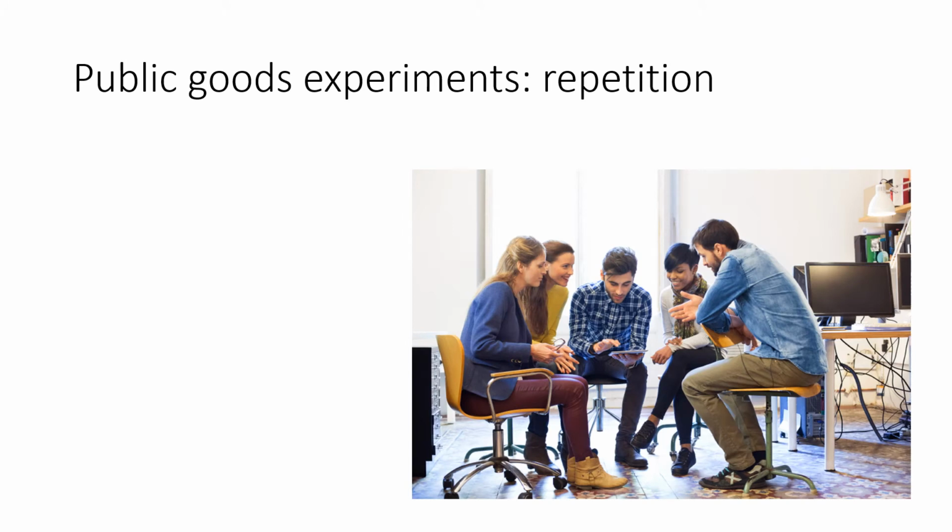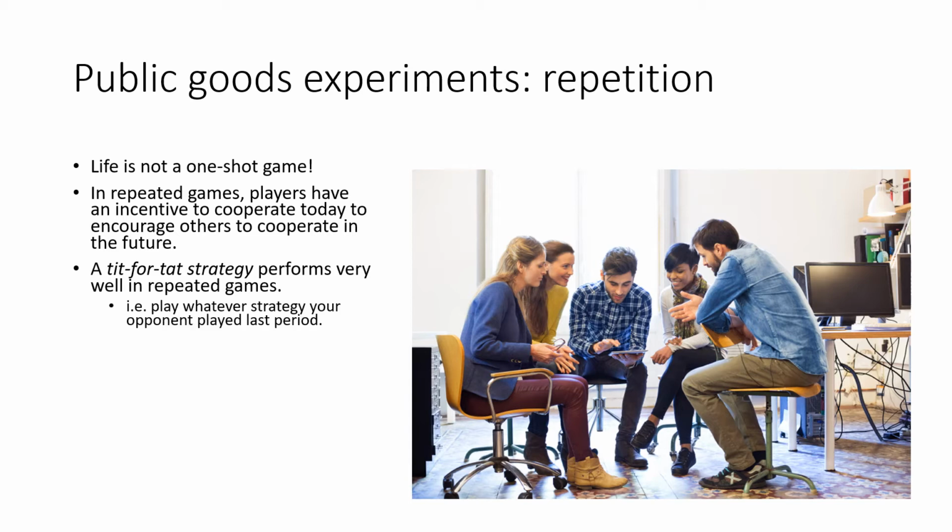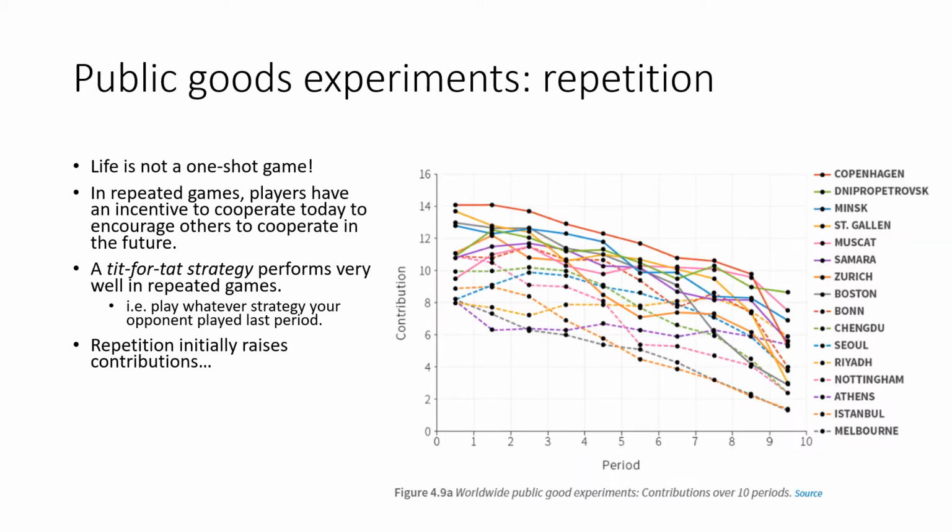Public good experiments in terms of repetition. Life is not a one-shot game. In repeated games, players have an incentive to cooperate today to encourage others to cooperate in the future. A tit-for-tat strategy performs very well in repeated games. Tit-for-tat strategy means play whatever strategy your opponent played in the last period. And repetition initially raises contributions.